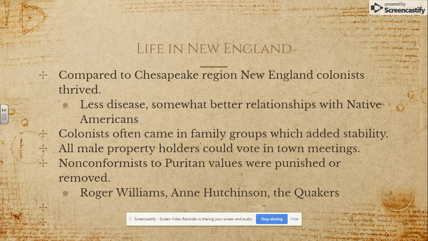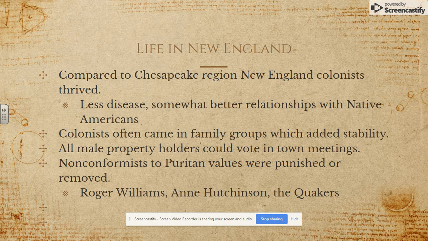So, life in New England. Now, context is important, and compared to the Chesapeake region, New England colonists did do much better, but there's still disease, there's still starvation. The New England colonists were able to build relationships better with Native Americans, and actually in a lot of cases, and I believe we look at this in chapter 3 a little bit closer, they're able to build and play on rivalries that Native American tribes had with one another in order to strengthen relationships that they had to get better access to food, to get better access to land.